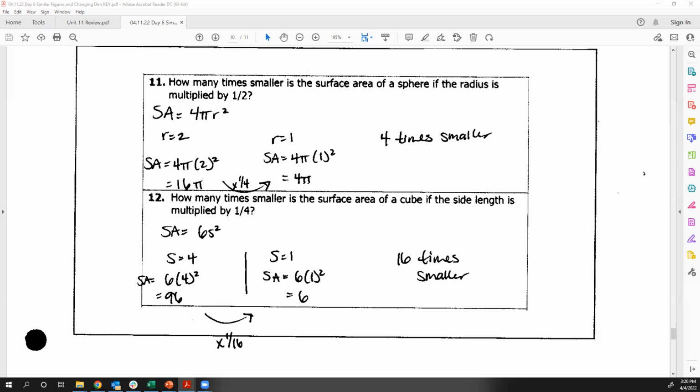So if the side is 4, then the surface area of that cube is 96. When I multiply that side by a fourth, my new cube has a side length of 1 and its surface area is just 6. To go from 96 to 6, I multiply by a 16th. So it's 16 times smaller, or it's 1/16 times as big. Okay. There's one more example there for you. You are welcome to try it.